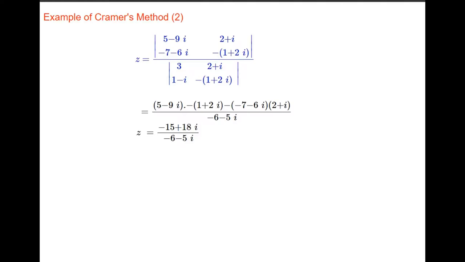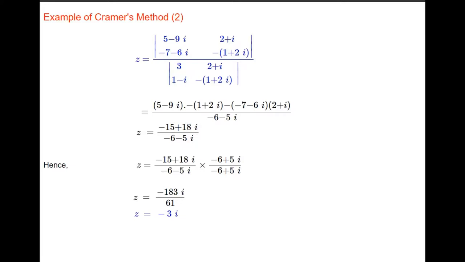And we know how to divide into a complex number. We multiply top and bottom by the conjugate of the number that we're dividing by. And so we'll multiply by (-6 + 5i) over (-6 + 5i). And you work all that out. It all simplifies down to -183i over 61. And that reduces to -3i. So z is -3i.